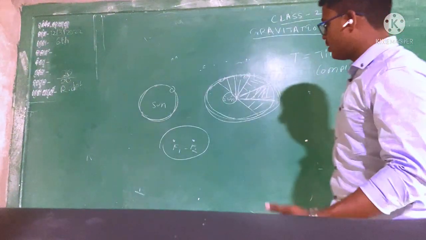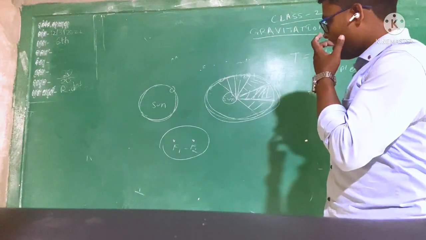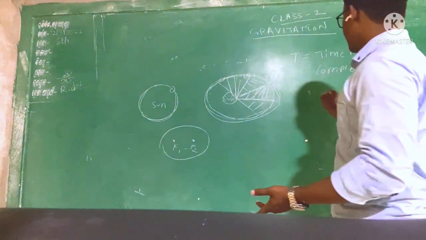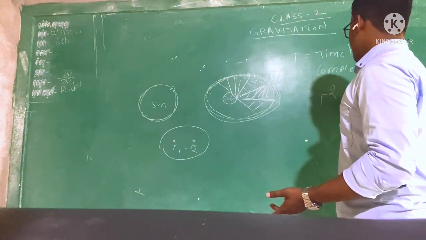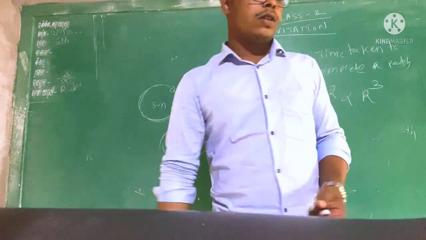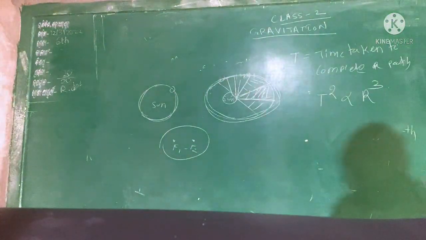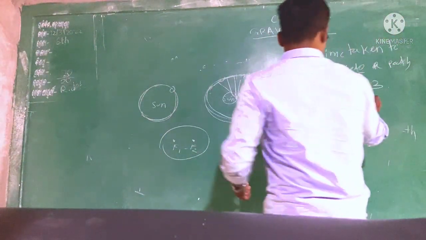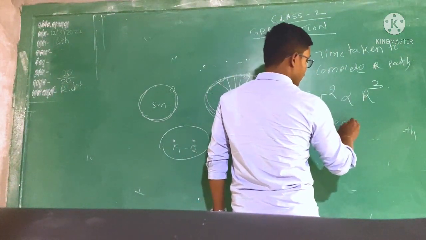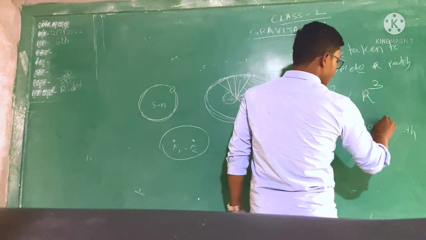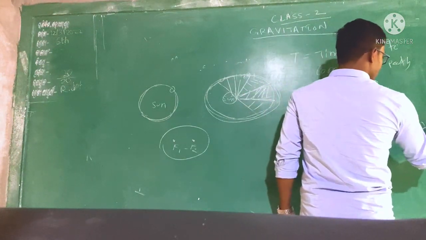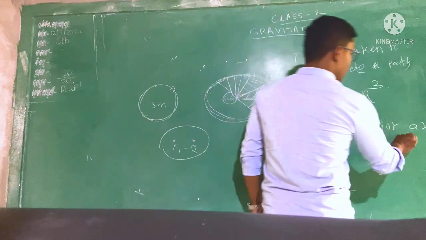So what is Kepler's third law? That T squared, the time period squared, is proportional to the cube of the semi-major axis. Remember, r is not the radius, r is the semi-major axis length.